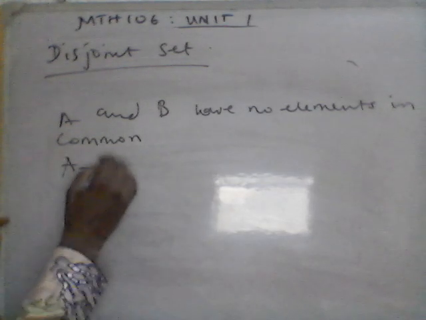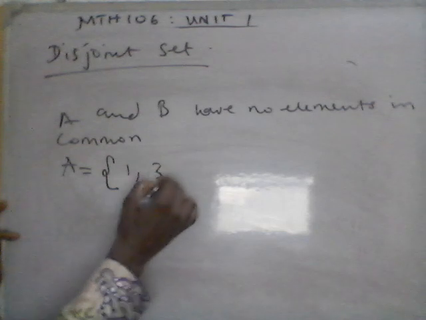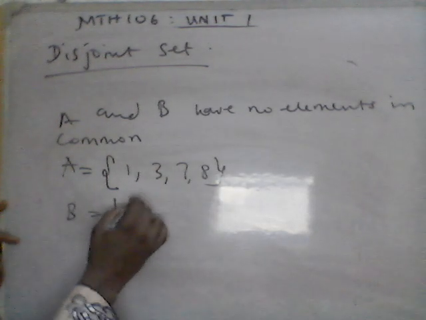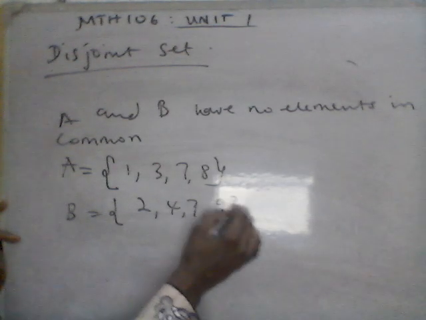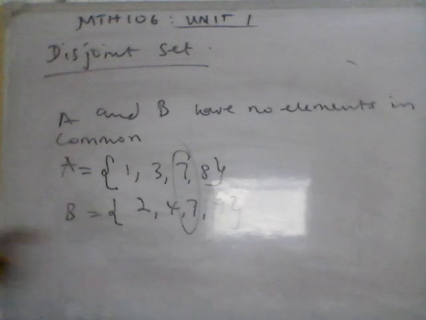The example they gave in your material says A is equal to {1, 3, 7, 8} and B is equal to {2, 4, 7, 9}. This is not an example of disjoint sets. Why? Because I have a common point here. These are the common points. If this one does not exist, for instance, then I would say they are disjoint sets. You understand? So this is not a case for disjoint sets.